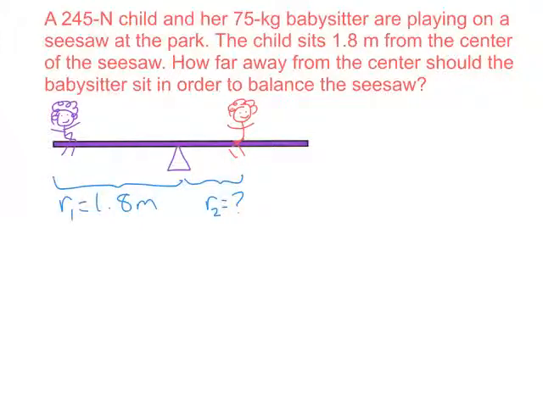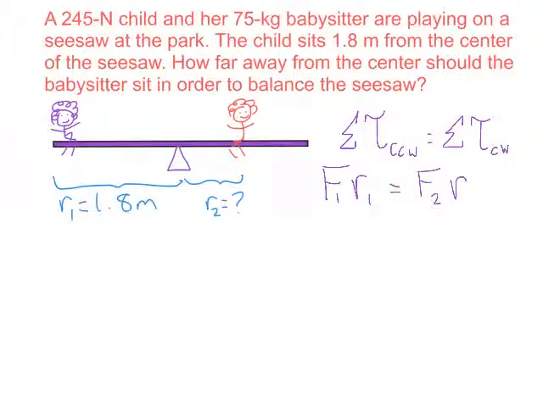Remember, for them to balance, we want to balance out our torques, so we're going to say the torque on the left-hand side or the counterclockwise side will equal the sum of the torques on the clockwise or the right-hand side. We only have one torque on each side since our seesaw is balanced, so that's going to make things easier. I'm going to say the force of the child times the lever arm of the child will equal the force of the babysitter times the lever arm of the babysitter.